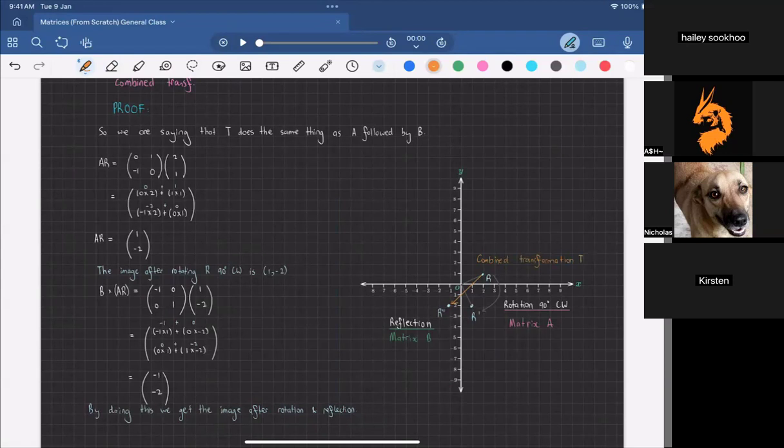Right, so as soon as you have this copied down, let me know, and we'll move on to past papers.